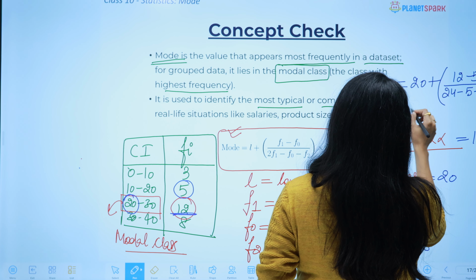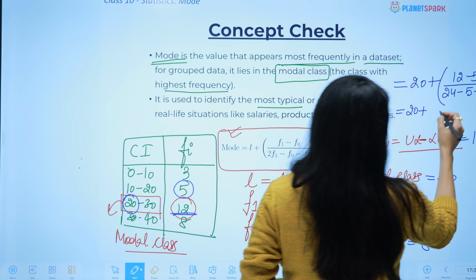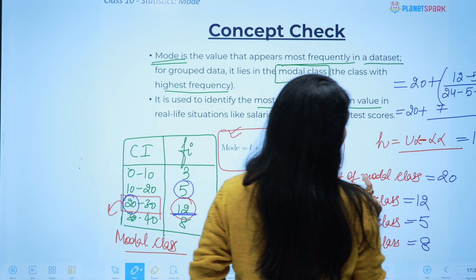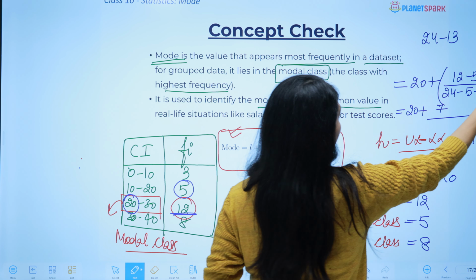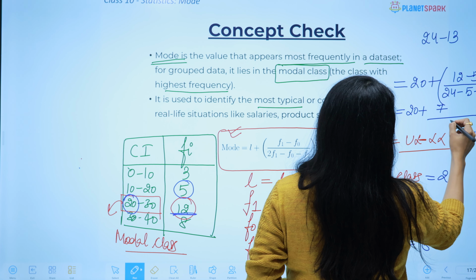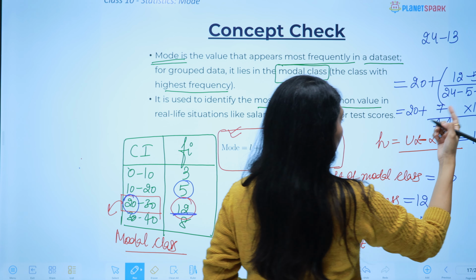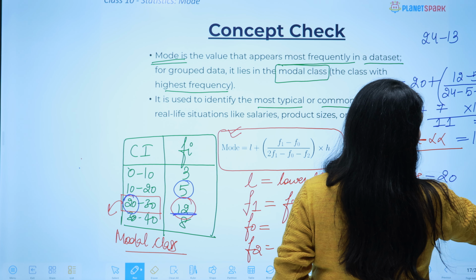Let's do the calculations here. 20 plus 7 upon, this is 24 minus 13, right everybody? 11 into 10. Okay, so we have got here 20 plus 70 upon 11.